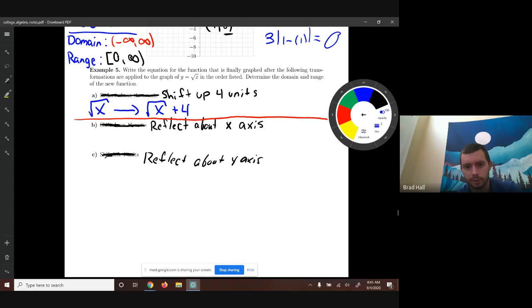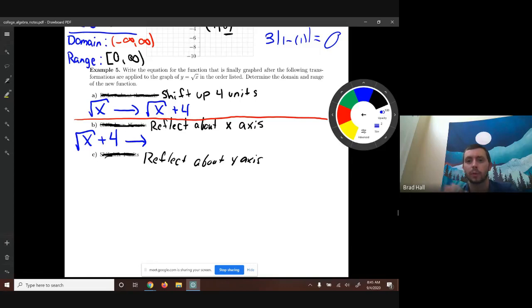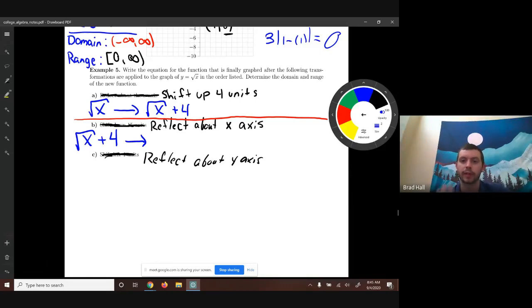And then from here, it wants you to reflect about the x-axis. So all of this is 3 steps they want you to apply to the original function you're given. So we're going to take that square root of x plus 4, and now they're telling us we want you to take that and reflect about the x-axis. Now the criteria from a page or two ago says to reflect about the x-axis, you make the whole function negative.